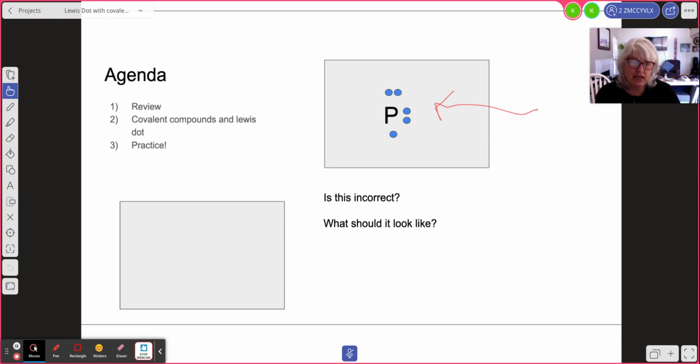Does this look correct for the way it's drawn? And the answer is no. If you remember, the way you do it is you draw the symbol, and then you put the electrons every 15 minutes on a clock, like 12 o'clock, 3 o'clock, 6 o'clock, 9 o'clock. We have 5 of them, so it should look like this. 1, 2, 3, 4, 5.